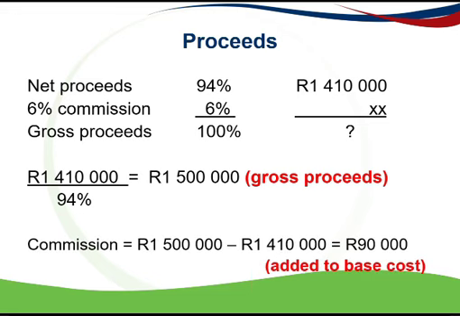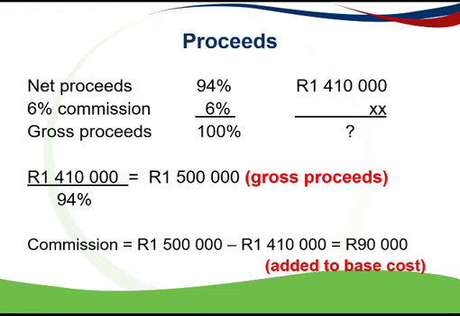And then to get to the commission, you say the 1.5 million less the 1.410 gives us 90,000 rand, and that will be included in base cost. So that's what often happens with the information given to you on residential accommodation or primary residence, and you need to work backwards to the gross proceeds.